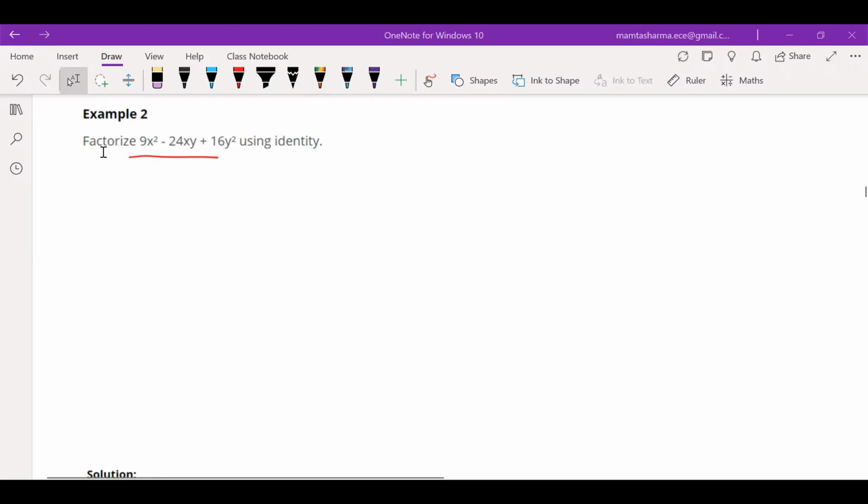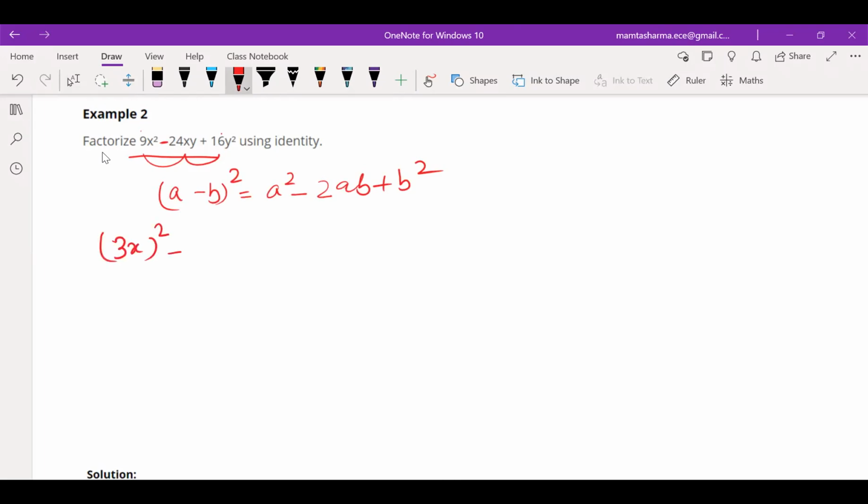Okay. So in these types of questions, how will you solve if there are three identities and one negative sign is there? Try to use the identity (a minus b) square, because in this identity only we get a negative sign: a square minus 2ab plus b square. Now see, the first and last terms are perfect squares: the square of 3x, and the last term is the perfect square of 4y.